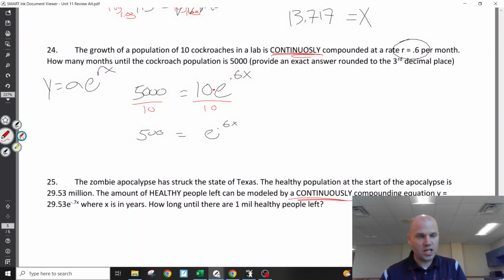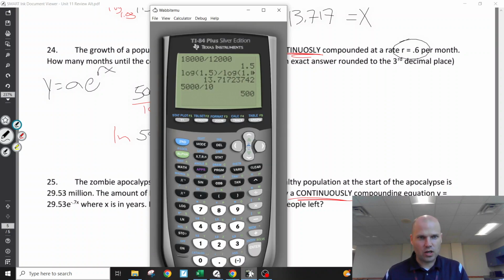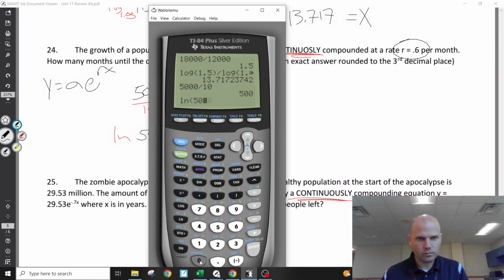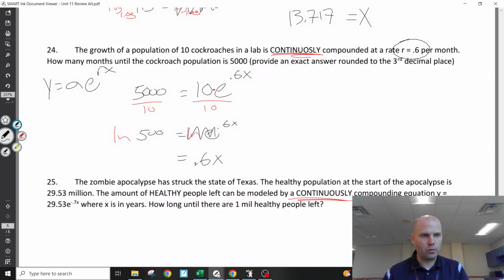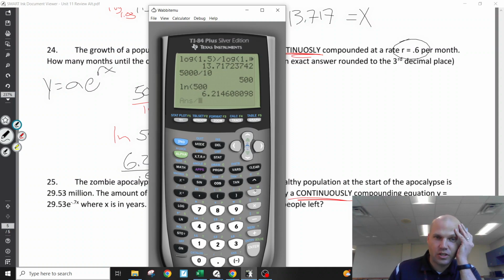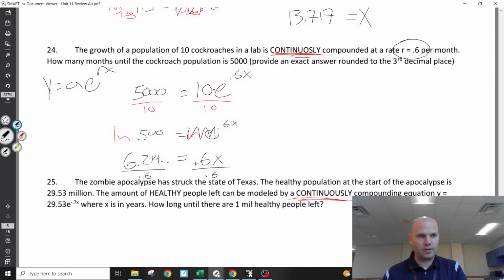I'm going to get rid of the e by taking log base e. Log base e is the same as the natural log. The natural log of e to a power is just the power. The natural log of 500 is 6.214... But the last step is to get rid of this 0.6. So there's one extra step, which sometimes happens. Divide this entire number by 0.6, and we get 10.357 months.